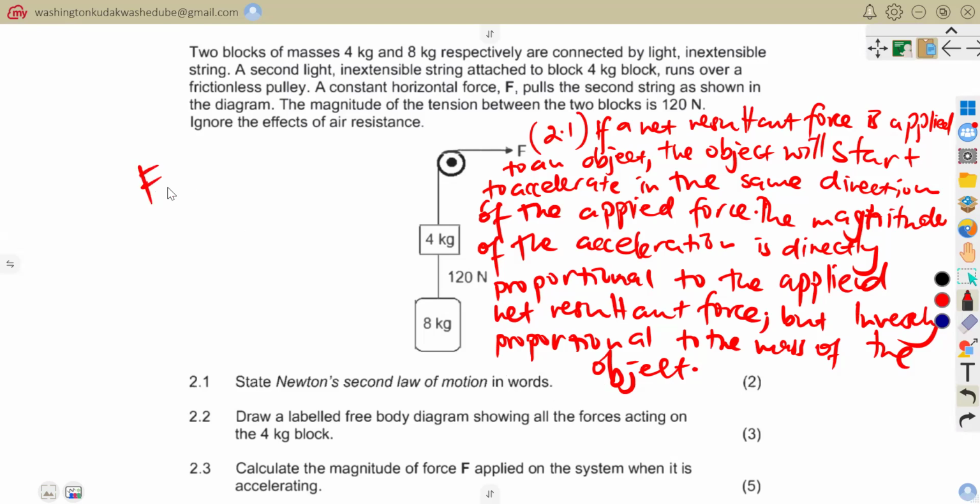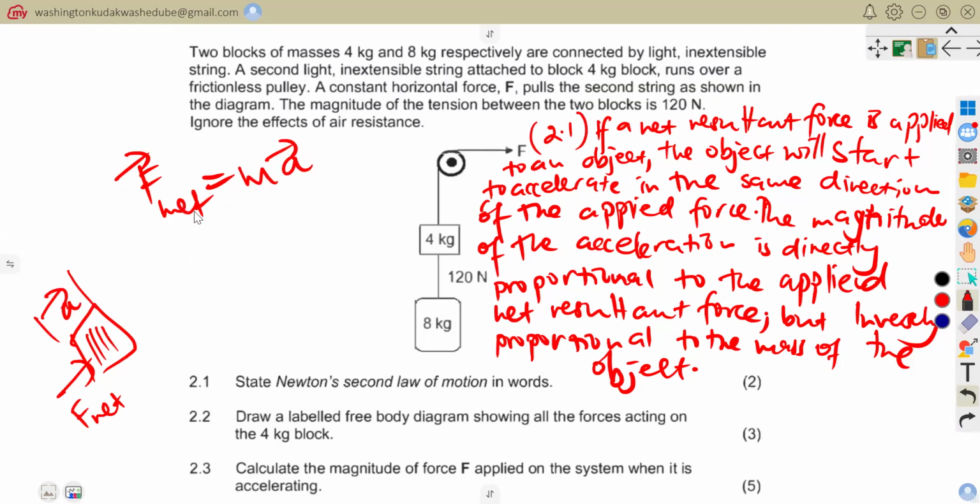So by formulation, we get to say that if a net force F net is applied to a body, let's say this is our body and we apply a net force, you would see that this body will now start to accelerate in the same direction. It will have an acceleration that is in the same direction as the net force. And the magnitude of that acceleration will be directly proportional to the magnitude of the applied force, but inversely proportional to the mass. That is what they wanted you to state in words. So that is how you would have stated it.